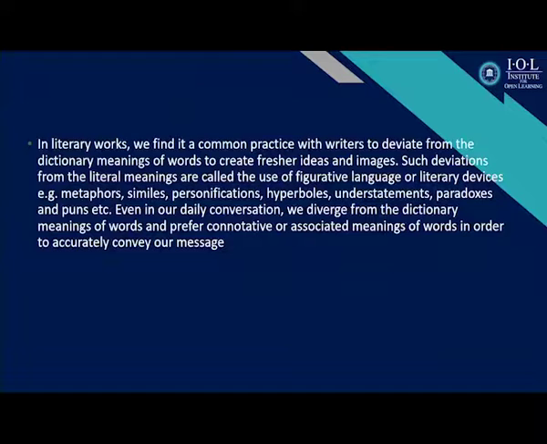So in literary work, we find a common practice with writers whereby they deviate from the dictionary meaning of words to create fresh ideas and images. Such deviation from the literal meanings is called the use of figurative language or literary devices, such as metaphors, similes, personifications, and so on. Even in our daily conversation, we diverge from the dictionary meaning of words and prefer connotative meaning, or we say meaning which is associated with words, in order to accurately convey our message.